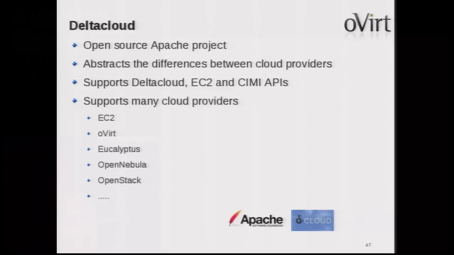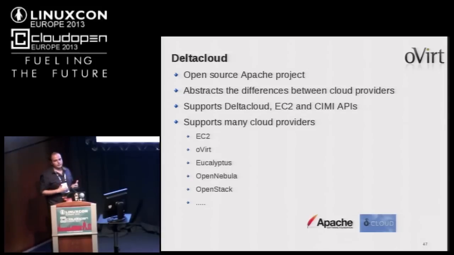Basically, I showed you three types of APIs you can use. The Delta Cloud project adds other APIs to that. Are you familiar with that project? No. So basically, it's an open source Apache project that comes to abstract the differences between different cloud providers. It basically exposes three specific types of APIs on top of all the cloud providers it supports. So it gives you a way to work with different cloud providers using a unified API.